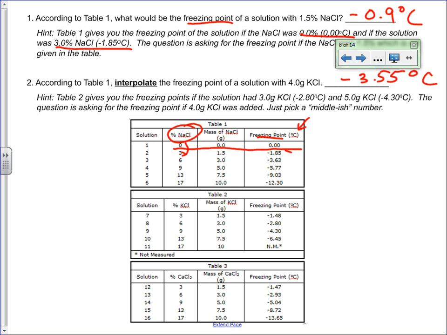And I did that down to table 2. And I looked between 3 and 5 grams of KCl, which the between that is 4 grams. And then I just added negative 4.30 and negative 2.8, and then divided that by 2, and then I got negative 3.55. Excellent. So that was a real specific way, and that's the real scientific way to do it, is to add them up and divide by 2.